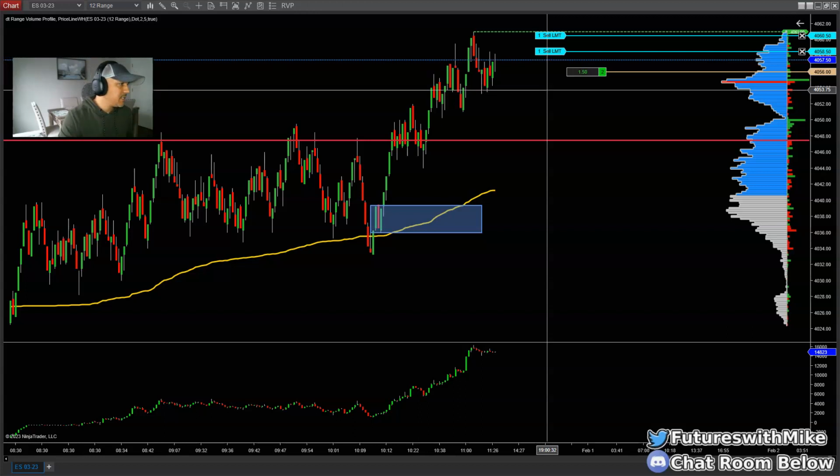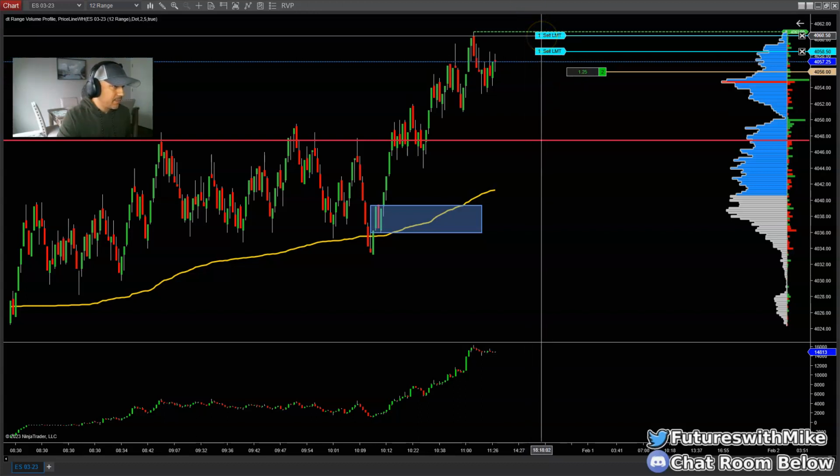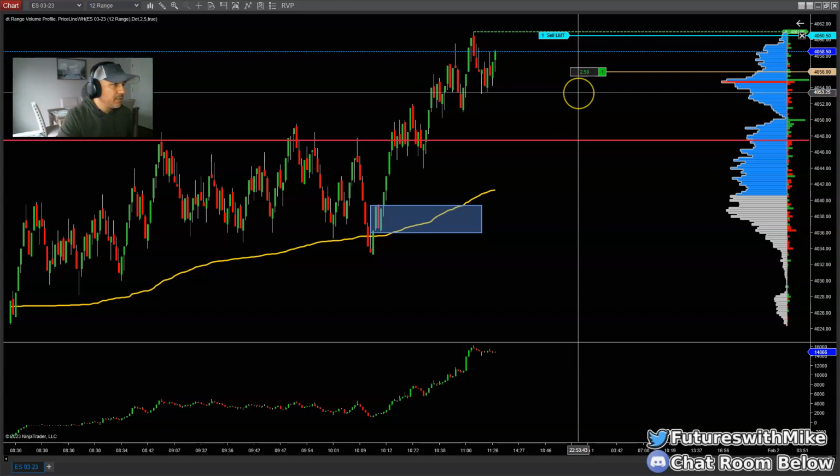Not liking price action and having to wait around too much. It's almost 11:30 my time, and this would be my first entry onto a trade today. So I know I'm going long into supply. This is a pullback, trying to scalp real quick off a lower time frame, off the 12 range. So first contract's filled there.